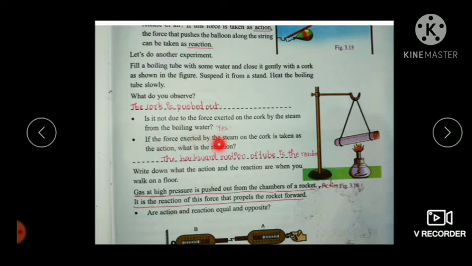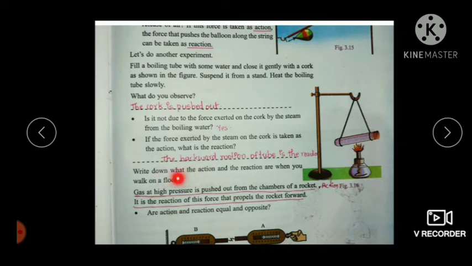If the force exerted by the steam on the cork is taken as action, then what is the reaction? The reaction is the backward motion of the boiling tube. So in this case, the force exerted by the steam on the cork is the action, and the reaction is the backward motion of the tube. The boiling tube is considered as the reaction.